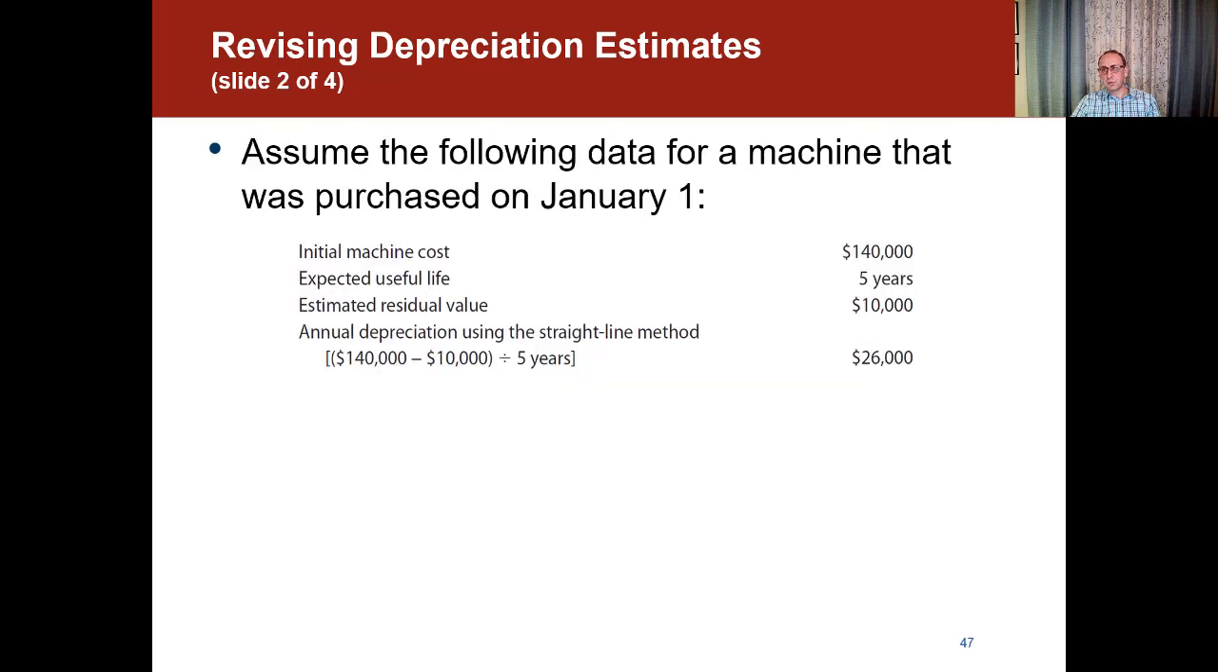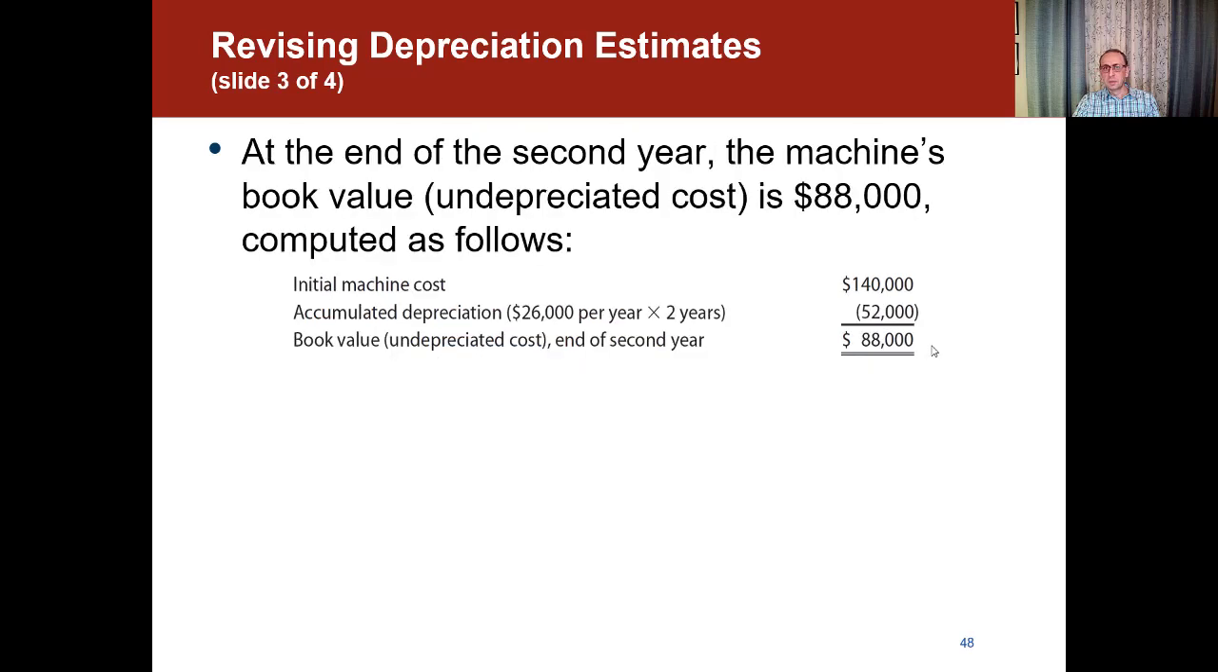Assume the following data for a machine that was purchased on January 1st. So the initial machine cost was $140,000, the expected useful life was 5 years, and the estimated residual value is $10,000. So let's assume that we're using the straight line method here for simplicity. So we take the original cost, which is 140, minus the 10,000, which is the residual value or the scrap value, and that would be 130,000 divided by 5 years, and the amount of depreciation expense per year is going to be $26,000.